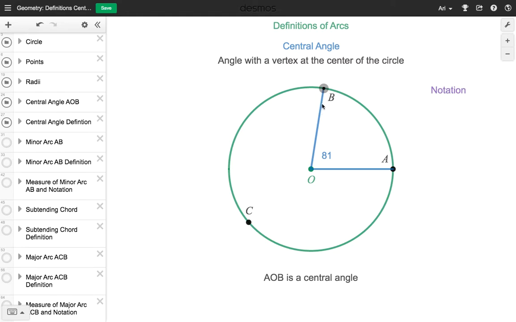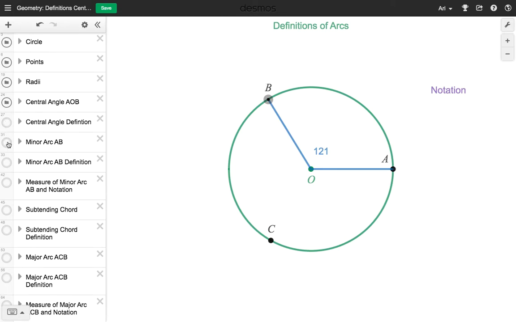So this central angle happens to be 81 degrees, but it could be 63 degrees, or it could be 121 degrees. It can be any angle that we would like it to be. So that's the first thing that we're going to talk about. The second thing starts with this idea of a central angle, and it's the portion of the circumference of the circle that is cut off by this central angle, and that is called a minor arc. So here we've highlighted it in orange.